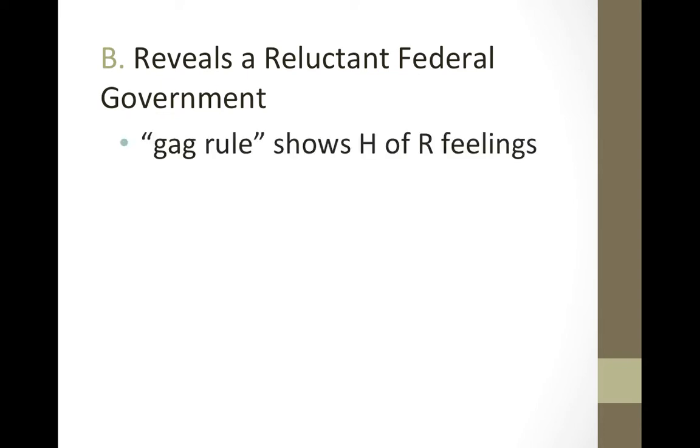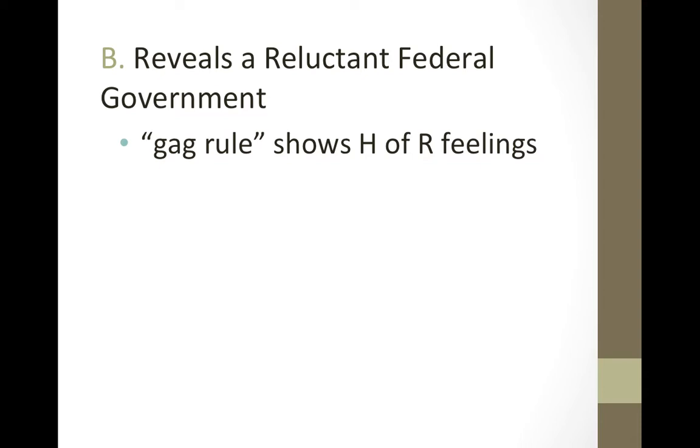A second impact of abolitionism in the mid-19th century is that it reveals the reluctancy of the federal government to step in on behalf of slaves. So we already talked about the gag rule in the House of Representatives, right? This is that precedent that was passed that petitions to prohibit slavery in places like Washington, D.C. and free northern states was not allowed to be spoken about on the House of Representative floor.